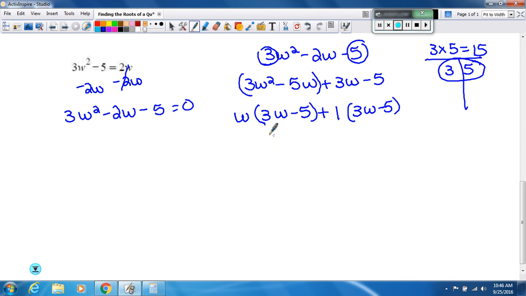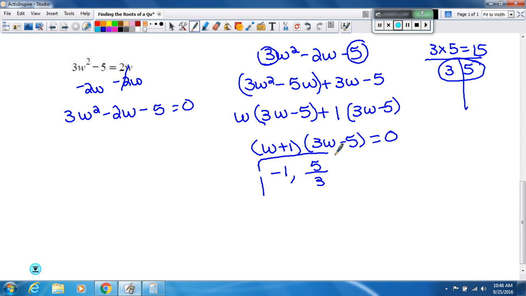You put your answers together. What's outside the parentheses has to go together, and what they had in common has to go together. We're solving so it's equal to 0. So then you take the opposites. The opposite of positive 1 is negative 1, and the opposite of negative 5 is positive 5. The 3 that's stuck to the w goes underneath. So you have your two answers, negative 1 and 5/3.